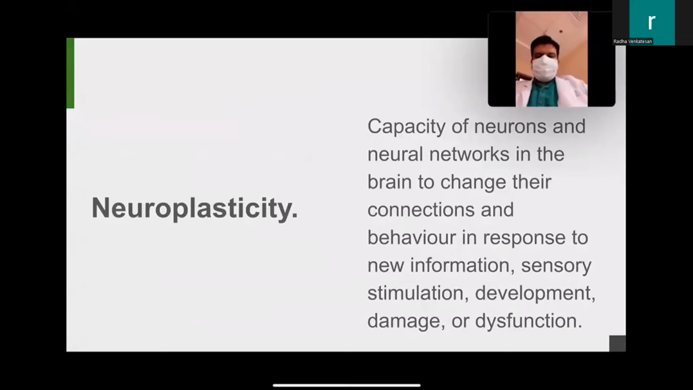And what is neuroplasticity? This is another factor to be understood well. It is the capacity of neurons and neural networks in the brain to change their connections and behavior in response to new information, sensory stimulation, development, damage, or dysfunction. So everywhere. This is how neuropathic pain and things which we will see in due course, all these play a role, and how they play a role we will also see.